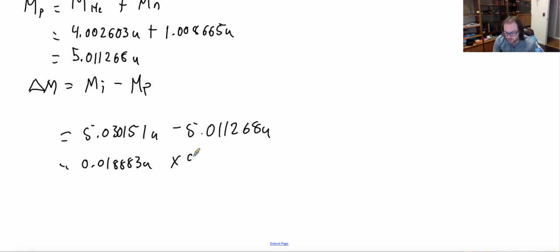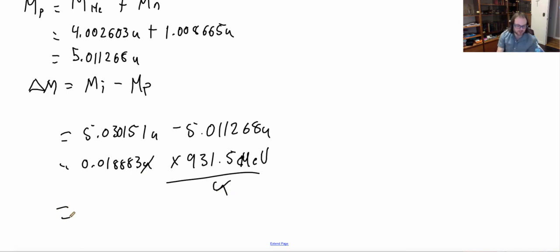Now, if we want this in electron volts, I'm just going to multiply it by 931.5 MeV over atomic mass units. These will cancel off, and that's going to end up giving me 17.59 MeV.